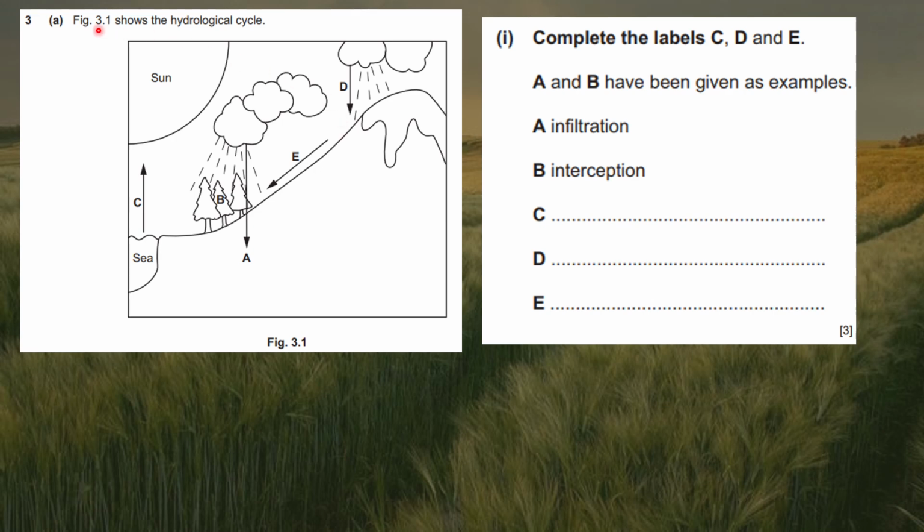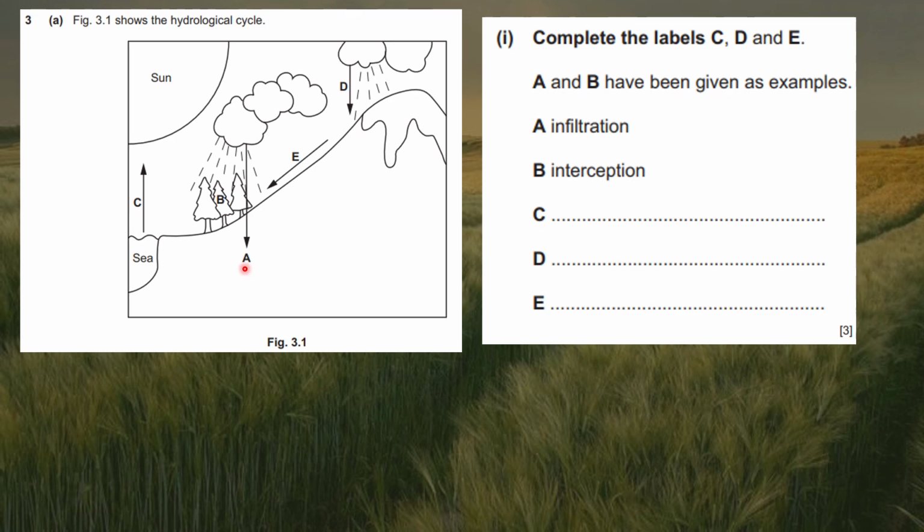Okay, so now we're looking at the hydrological cycle. Complete the labels C, D, and E. A and B have been given as examples. A, infiltration, B, interception. We're looking for C, D, and E now.